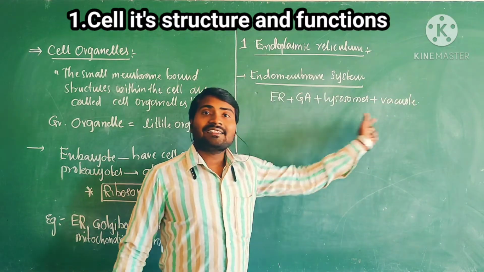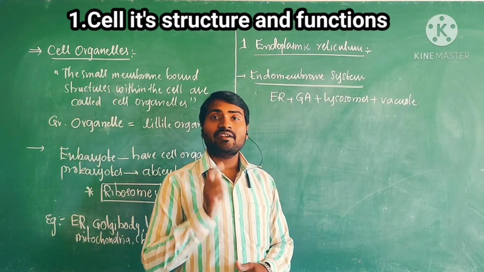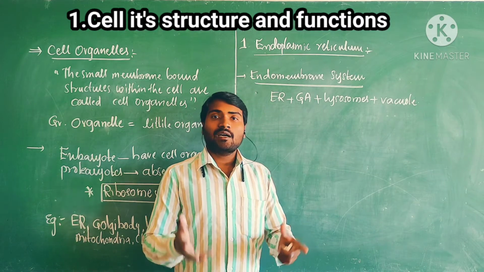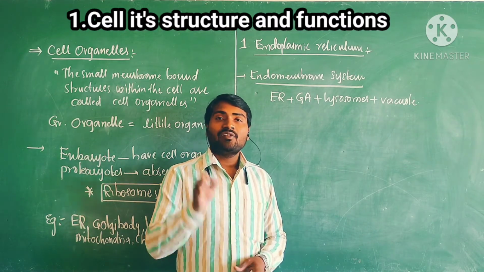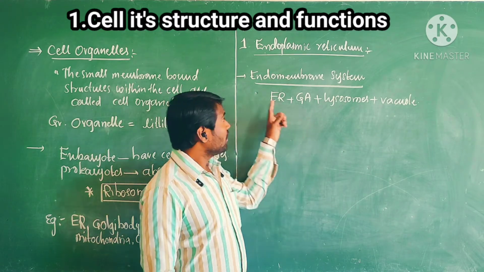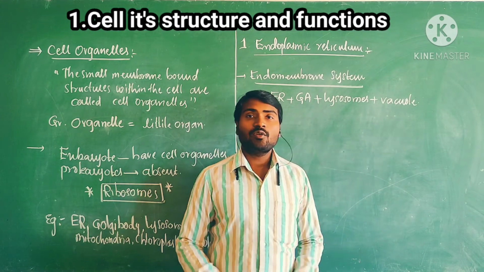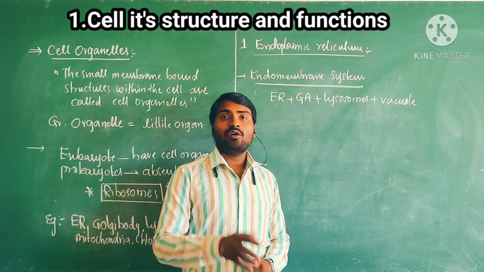Okay, these cell organelles together are called the endomembrane system. This point we have to remember. In examination you may get a question like, which of the following cell organelles are the parts of the endomembrane system? Golgi apparatus, endoplasmic reticulum, lysosomes and vacuoles all together form the endomembrane system.